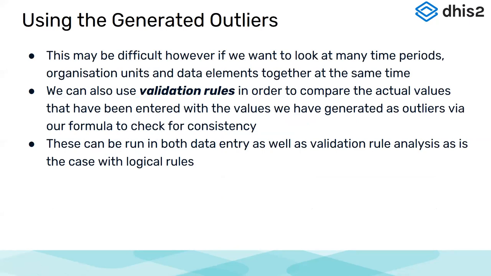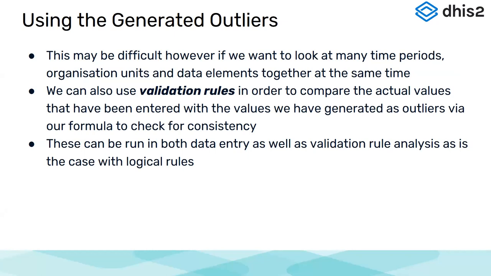Using the generated outliers this way may be difficult if you want to look at many time periods, organization units and data elements together. Remember we have to generate an outlier, look at many time periods, and compare organization units and data together at the same time. That's when we use these outliers. We can also use a validation rule in order to compare the actual value that has been entered with the value we have generated as an outlier via our formula, to check for consistency.